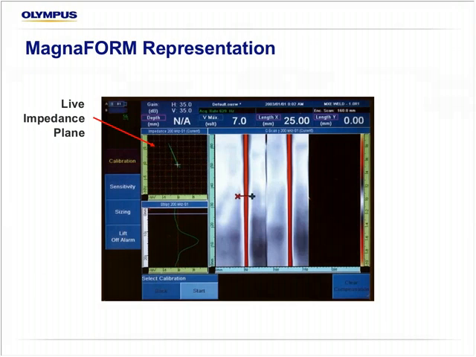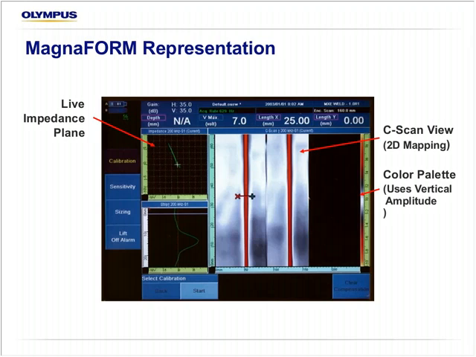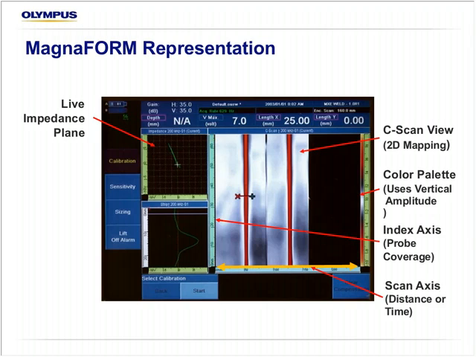The representation uses live impedance plane, which has been introduced in the latest embodiment of MHC of the eddy current array equipment. Basically, we're watching the vertical amplitude and displaying that into the C-scan image. That C-scan image is representing basically a 2D mapping of the scan. It's displaying the indications according to the vertical amplitude and a color palette, so you could change or customize this. And the two axes, one is called the index axis. This is the actual coverage of the probe, 3 inches or so. The other axis is the scan axis, being typically the distance, and could also be the time if you wanted to.